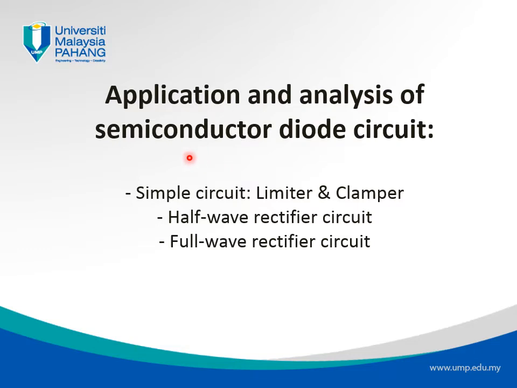To do so, we'll look at two types of circuits. The first one is the simple circuit, and the second one is the rectifier circuit. In the simple circuit, we'll see the limiter function and clamper function using a diode. And for the rectifier circuit, we look at the half wave rectifier and full wave rectifier. I will explain more precisely in the next slides.